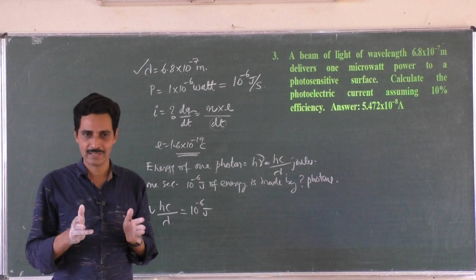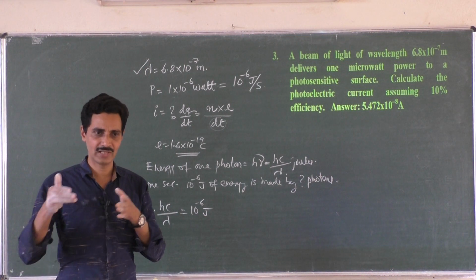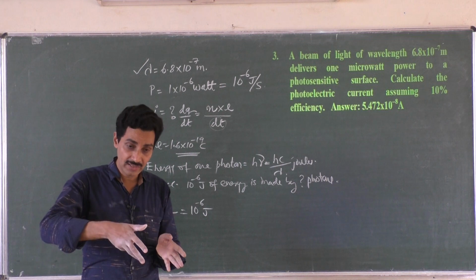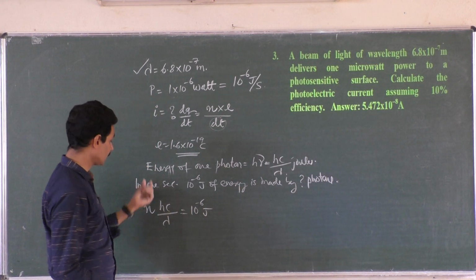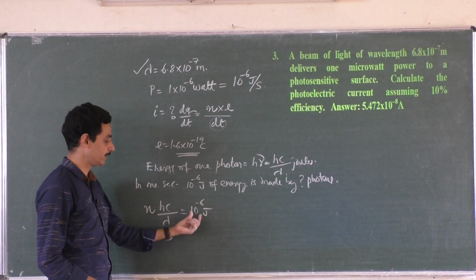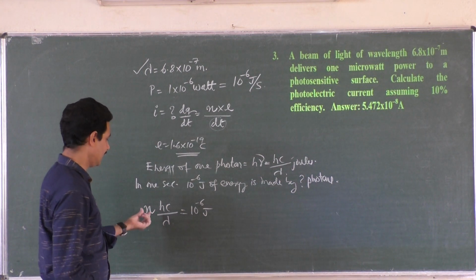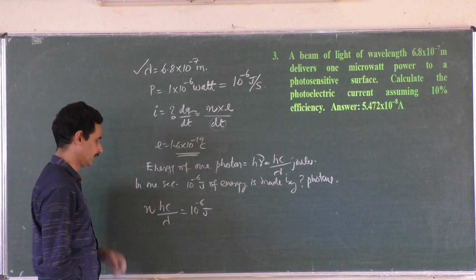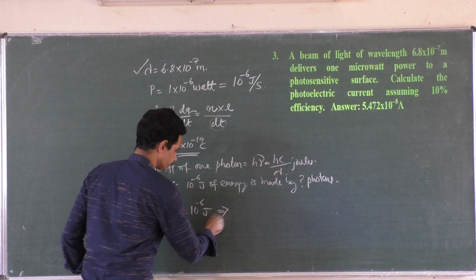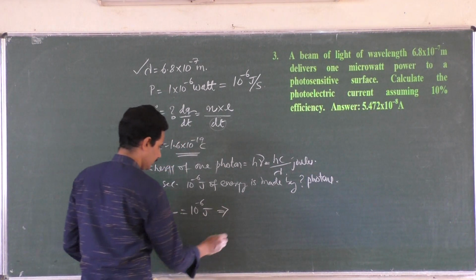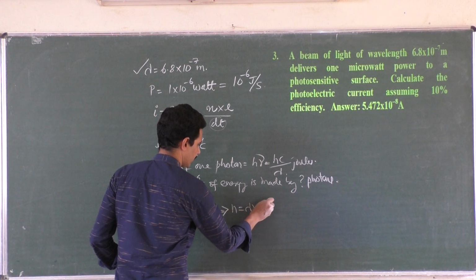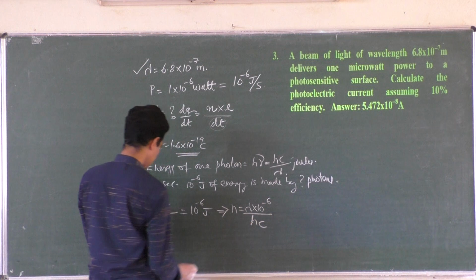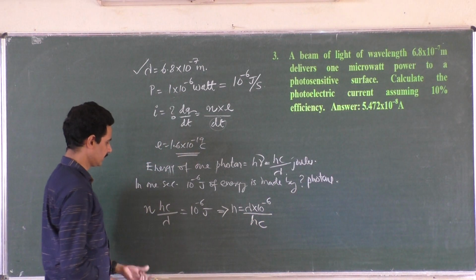Beam power is given. That means how many joules of energy it is delivering. And that total joules of energy is delivered by all the photons. How many? n. So each photon, hc by lambda, n hc by lambda should be equal to 10 to the power minus 6 joules. Let us find out how many photons are falling. That implies n is equal to lambda into 10 to the power minus 6 by hc. Correct? n equals lambda into 10 to the power minus 6 by hc.